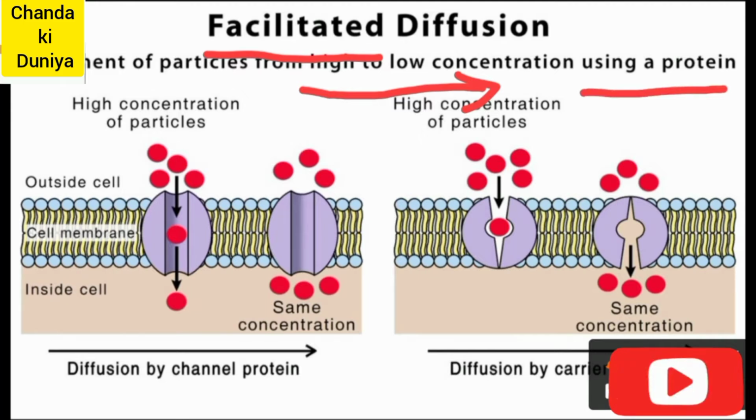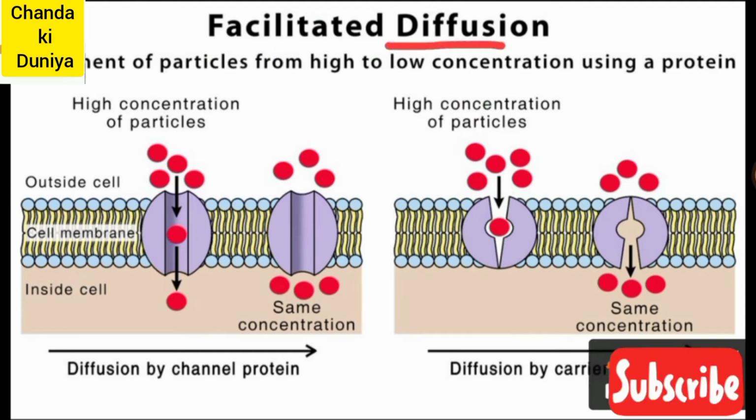Facilitated means something is going to facilitate the molecules to reach the other position. So who is that? Protein. Proteins give the path. Proteins are the agent which gives the path to those molecules, so they will easily enter or go out of the cell. This is called facilitated diffusion.